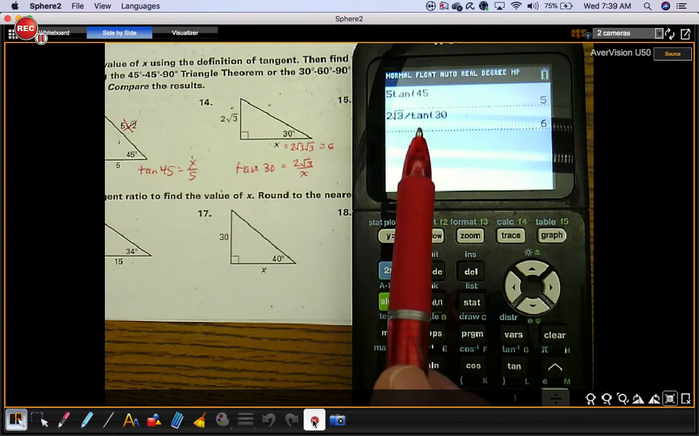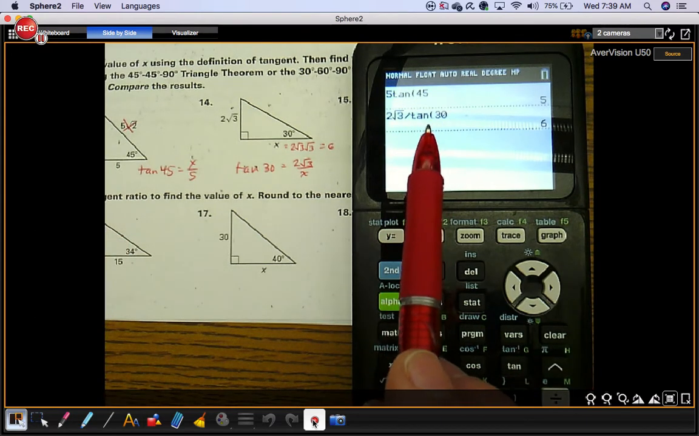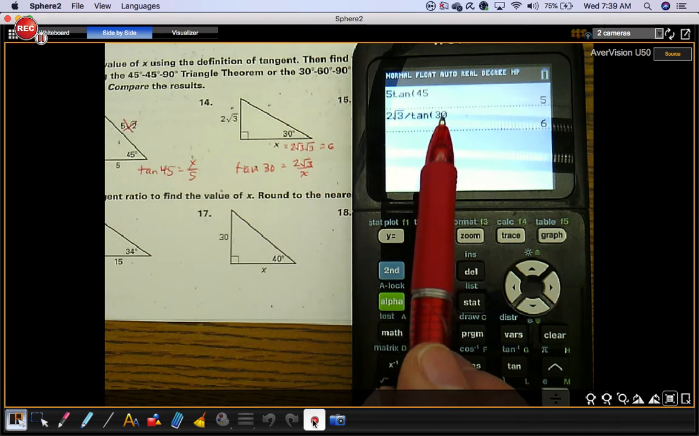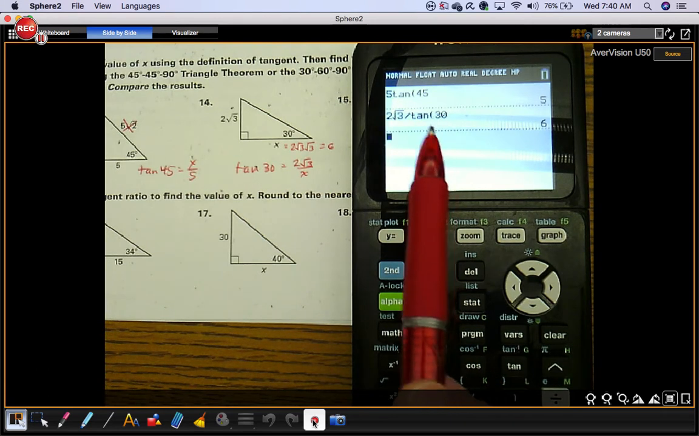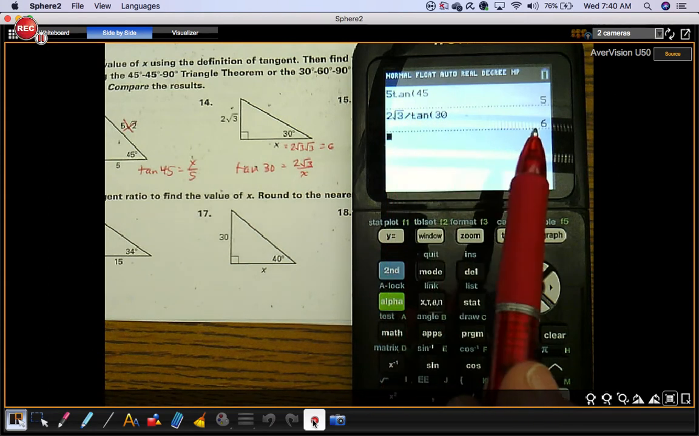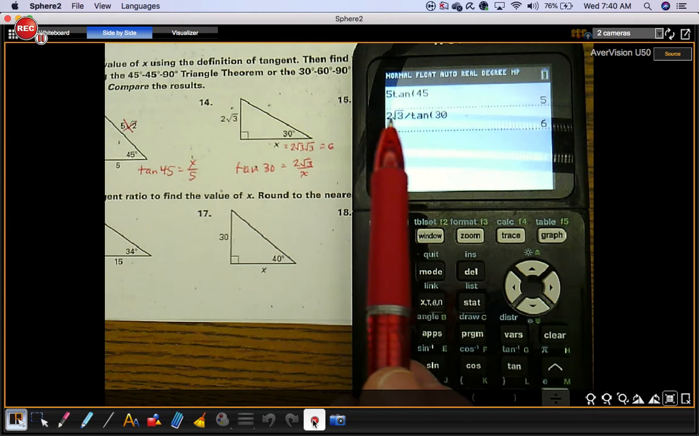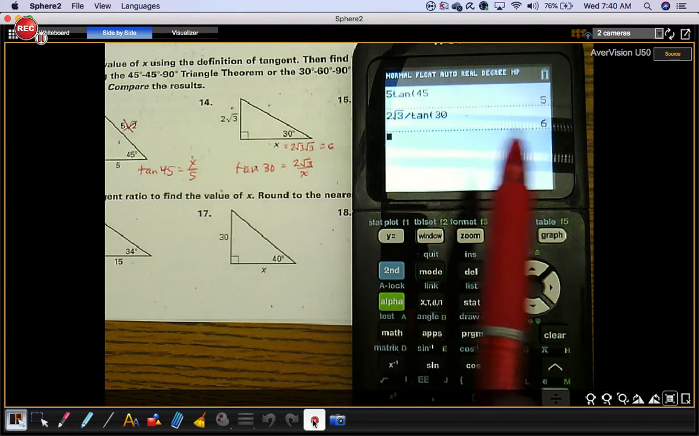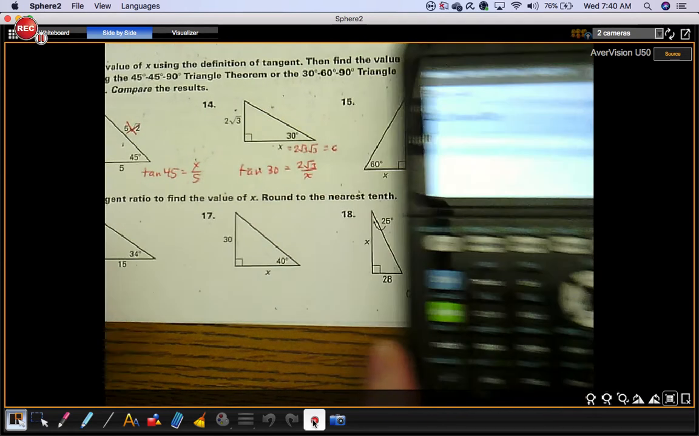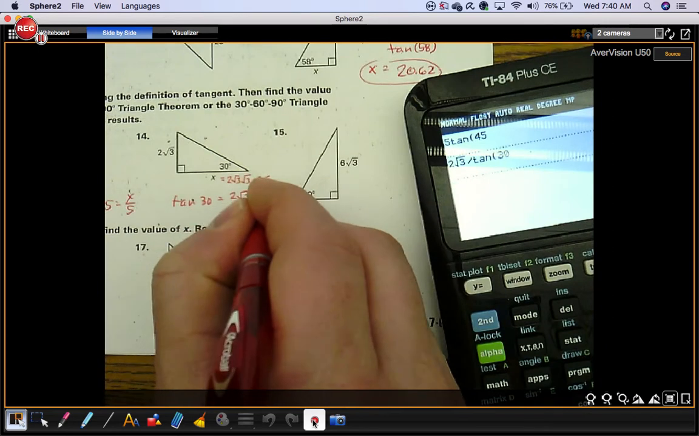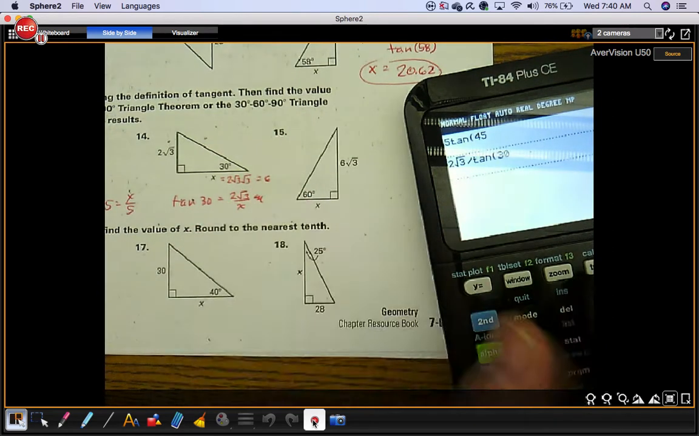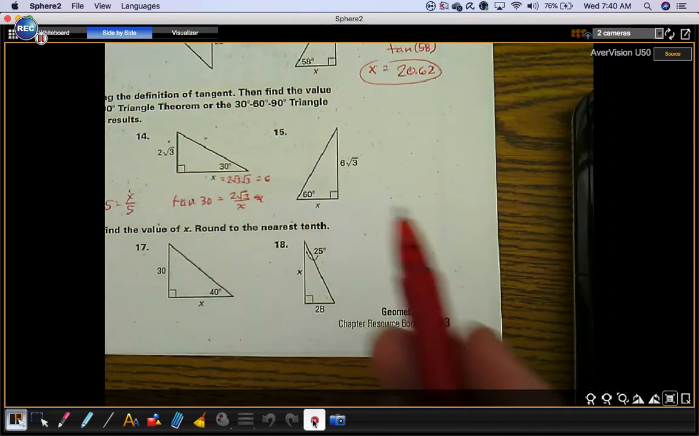Okay, now if you're typing this in to a phone, things are going to be a little bit different. Again, you're probably going to have to type in 30 and then tangent afterwards. You're just going to have to mess around with this. Obviously, you know the answer is 6, so you can use this opportunity to make sure you know how to type this into your phone and get that answer. So we know x is 6.